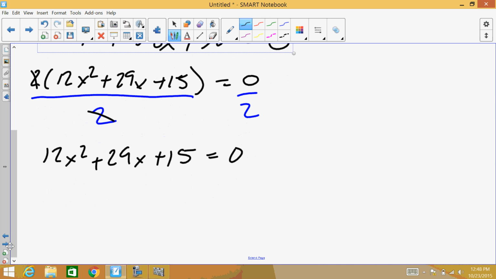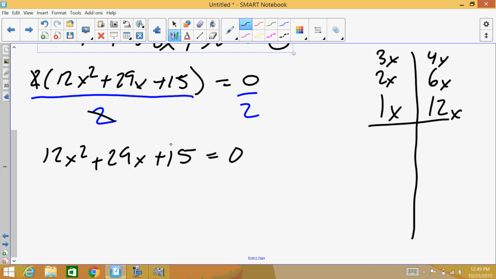Okay, now I'm ready to go to my chart. So top of my chart, ways to get 12x squared: 1x, 12x; 2x, 6x; 3x, 4x. Bottom of my chart, ways to get 15. Remember that equals 0 is over on the other side, so we're focusing on this 15 on the side with all the x's. 1 and 15, 3 and 5. Since I'm not balanced up here, I need to flip them around. 5 and 3, 15 and 1. Looks like signs are going to be the same, so we want them to add to be 29.